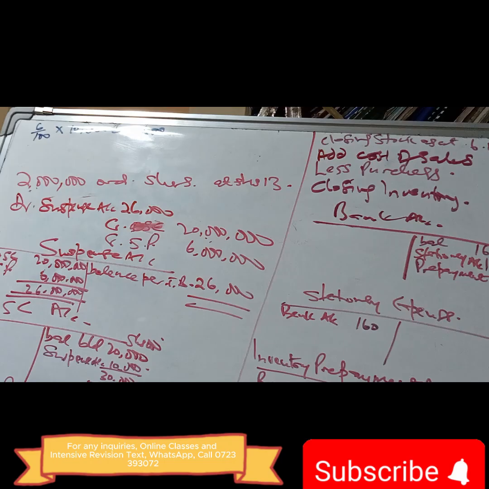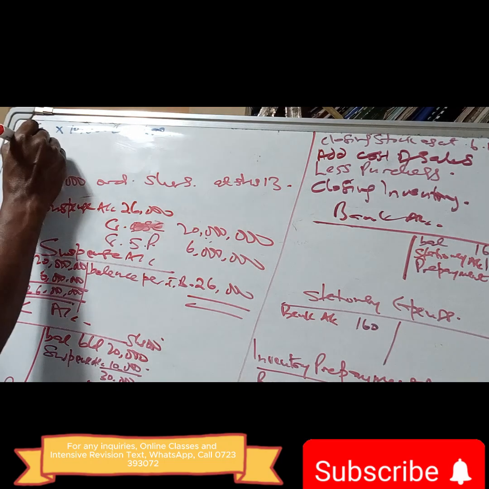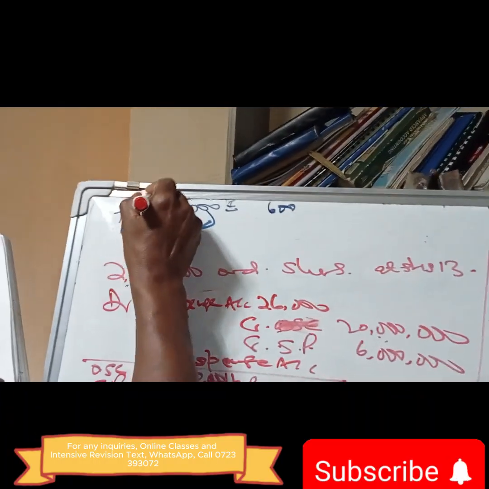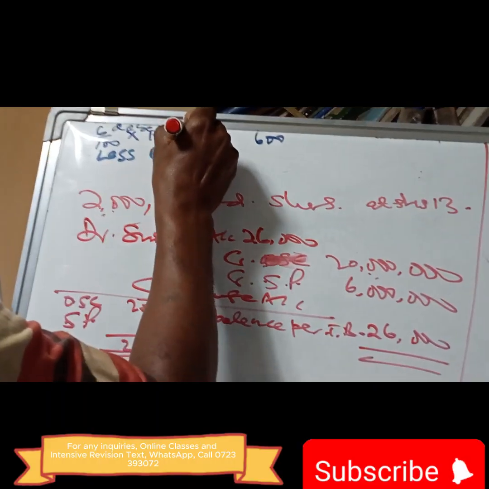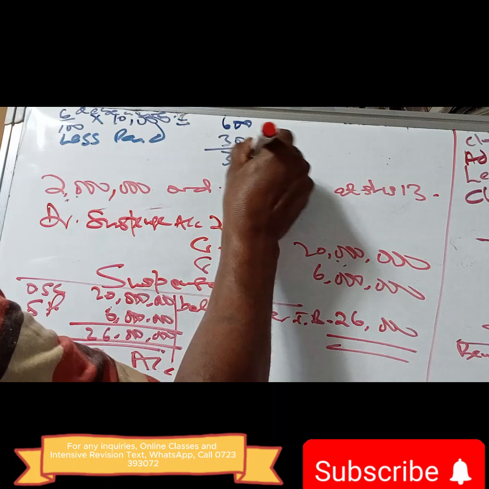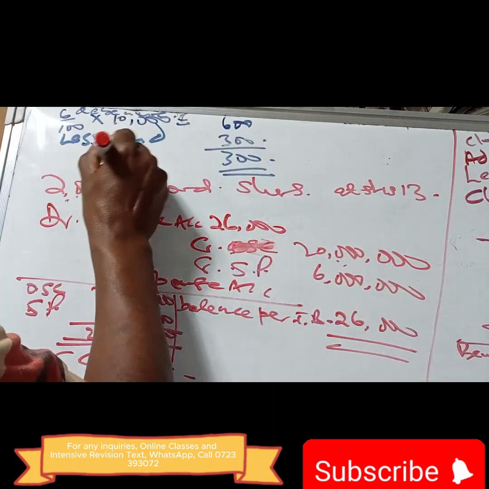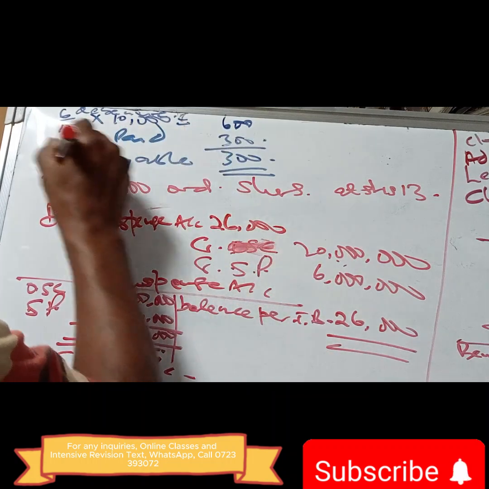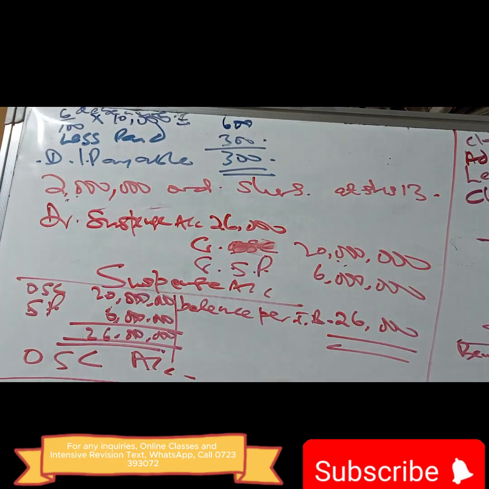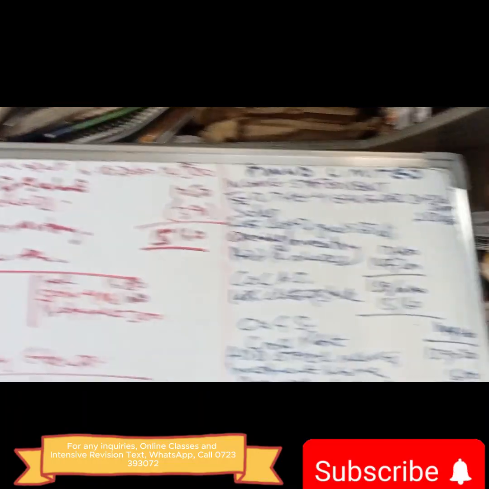But we have paid from the trial balance. We are told interest on debentures paid, so we deduct what was paid. Less paid 300, so 300 is payable. This is debenture interest payable. So the total expense for debenture interest is 600.